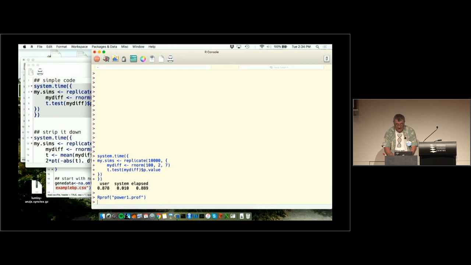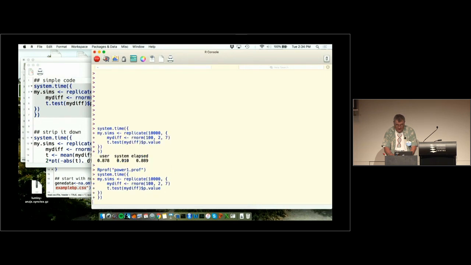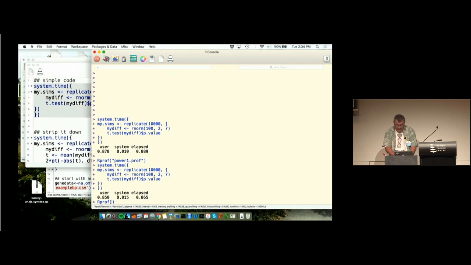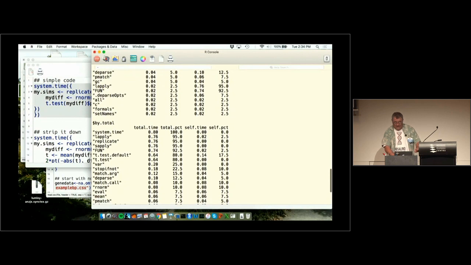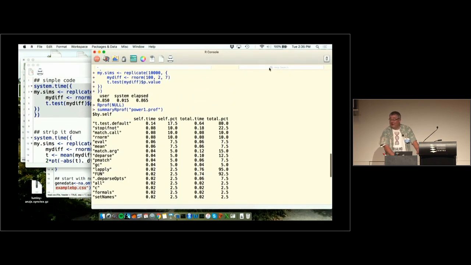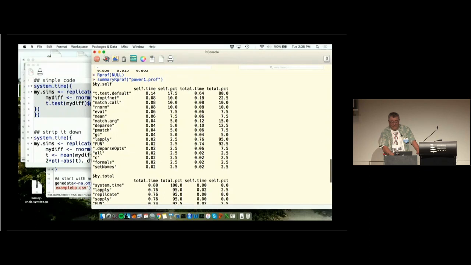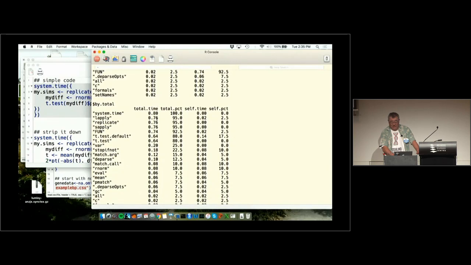So we turn the profiler on, we run the code, which is actually a little bit short. We might want to run more copies of it. And then we can use summaryRprof. This tells us how much time is being spent in each function, both in the function itself and in the function and everything called from it. And we get the information twice. The first time it's sorted by self time, and the second time it's sorted by total time.